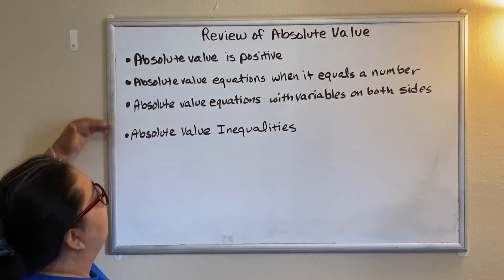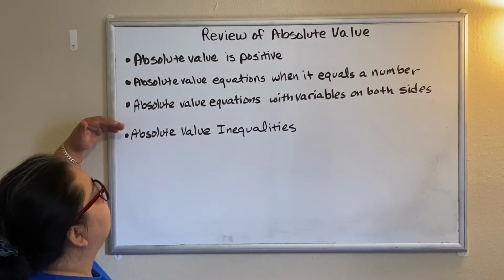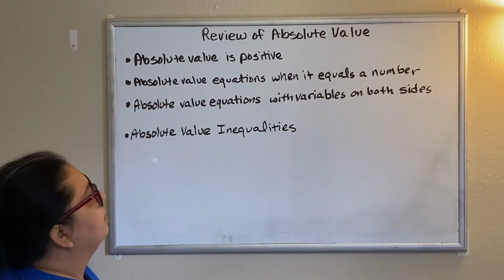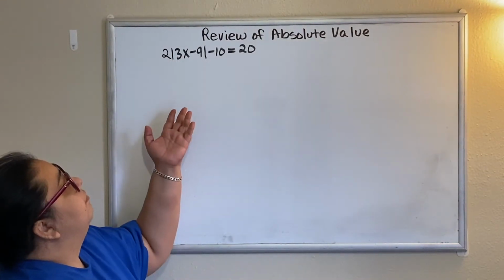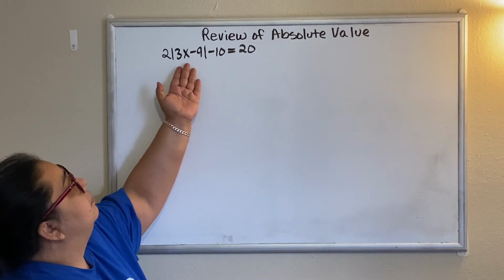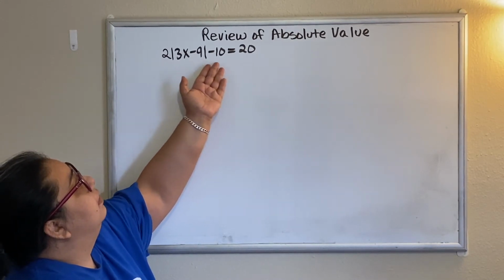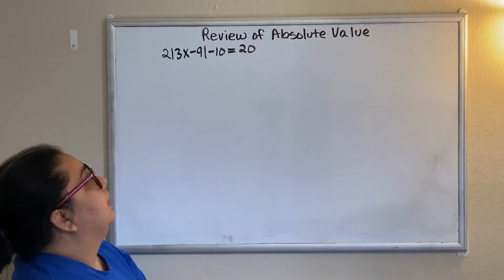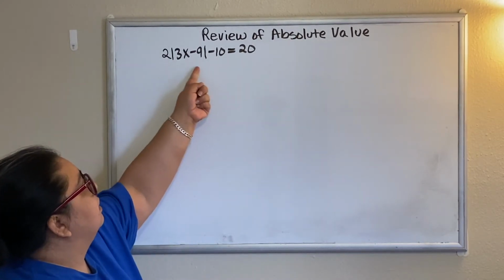So what we're going to do now is we're going to look at 3 examples that review everything we've done this week. Okay, so here we have our first example. 2 times the absolute value of 3x minus 9 minus 10 equals 20. So we need to isolate this absolute value.